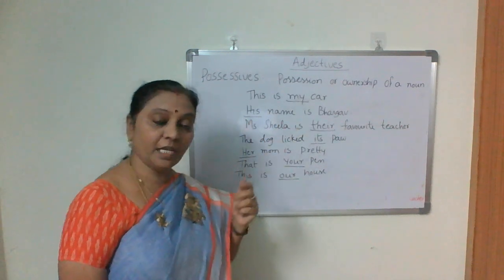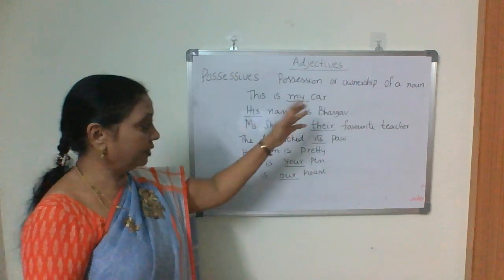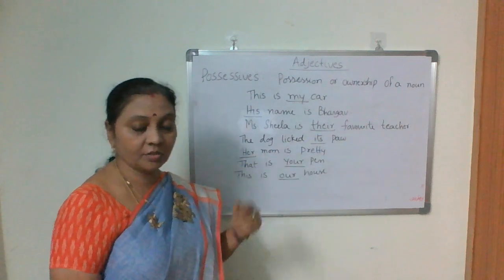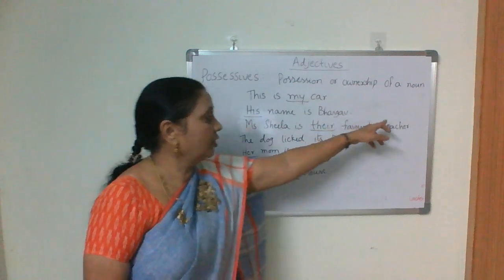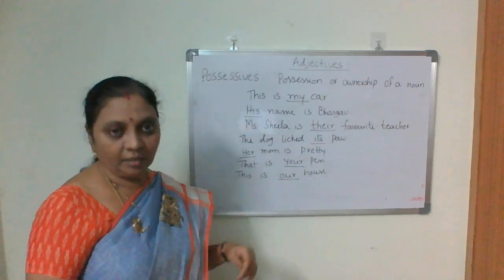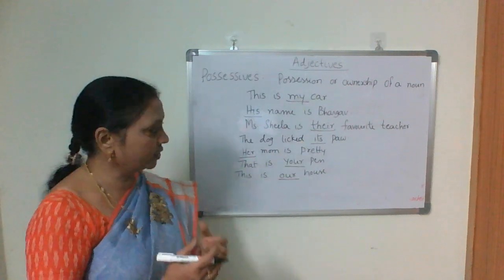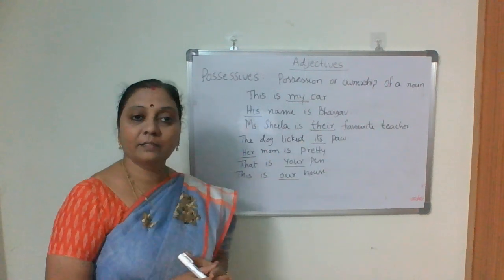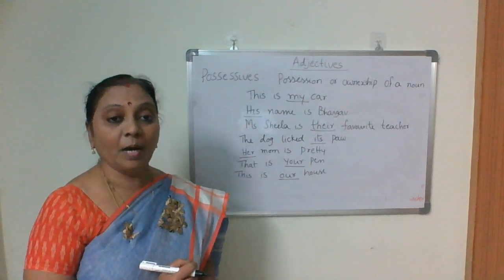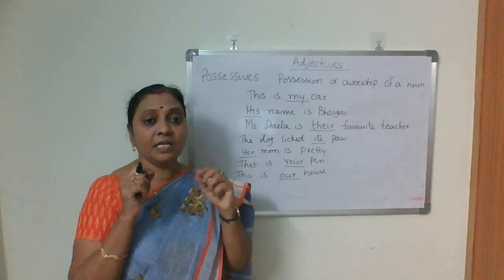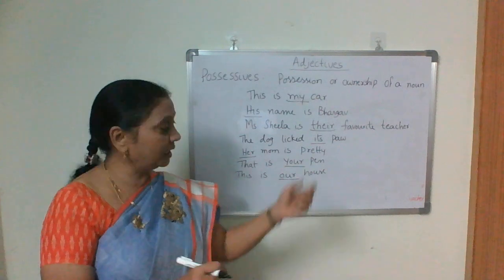Miss Sheila is their favorite teacher. Favorite teacher. Okay. So their teacher. It is talking about their favorite teacher. So it is talking about teacher, their teacher. So noun, teacher, and then their becomes adjective, possessive adjective. The dog licked its paw. Okay? The dog was licking its paw. Look at the cat. Its teeth. See, its, after that, teeth immediately. Its paw.